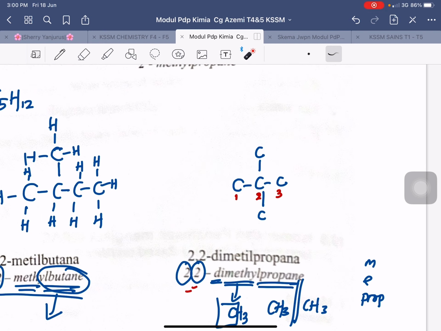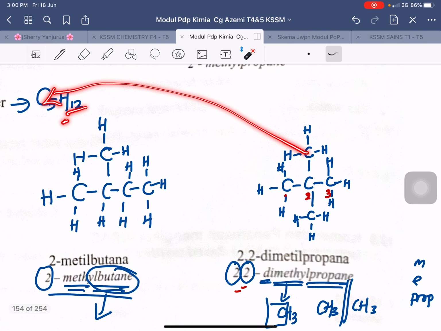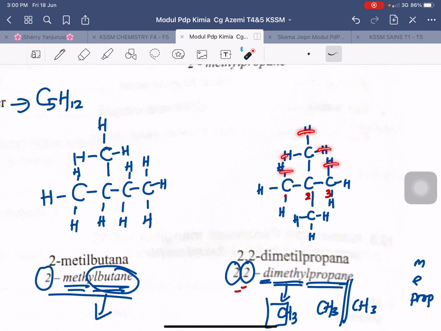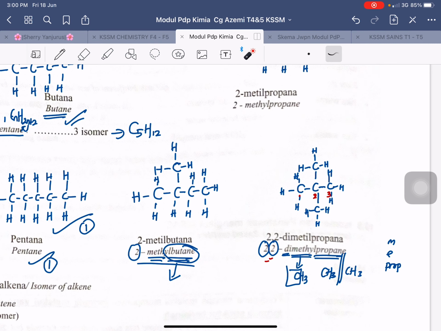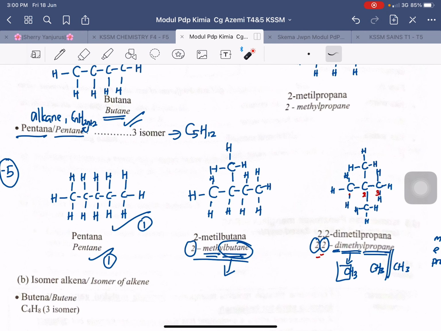So we follow 2,2. So the rest of it please fill in with hydrogen atoms. H, H, H. Fill in with hydrogen atom. Lukis 1C mesti ada 4 ikatan. 1, 2, 3, 4. 4 ikatan. So let us check. Is it correct? 1, 2, 3, 4. There are 5 C. Betul? Sama. And is it 12? The H. 1, 2, 3, 4, 5, 6, 7, 8, 9, 10. Ada 12 H. Okay, so betul lah. Ini adalah 3 isomer for pentane.